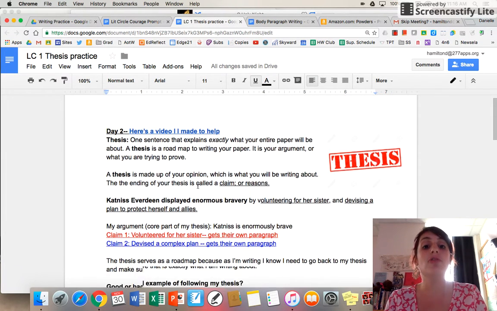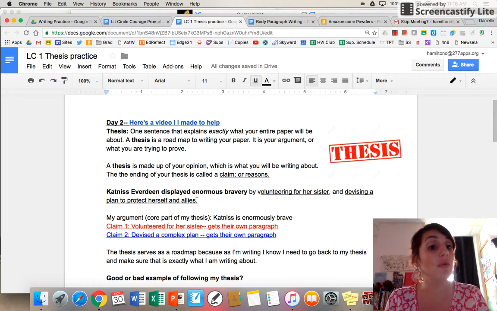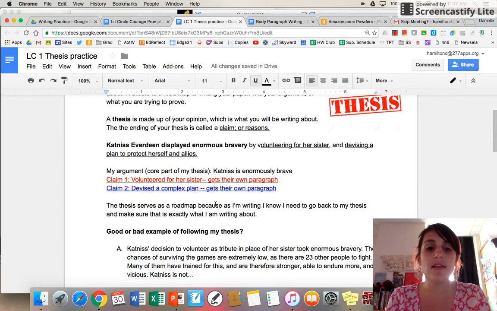Then we moved on to our thesis statements, and you guys did a great job with these. My thesis, just as a reminder, is one sentence that perfectly sums up exactly what you will be writing about. My thesis statement was, Katniss Everdeen displayed enormous bravery by volunteering for her sister and devising a plan to protect herself and her allies. The volunteering for her sister and devising a plan to protect herself and allies, those are my reasons. Remember, we call those claims.